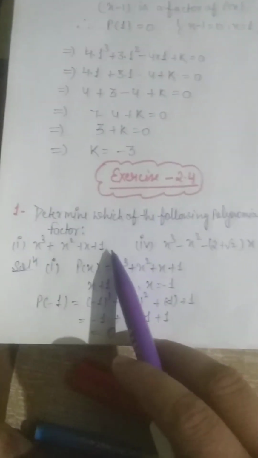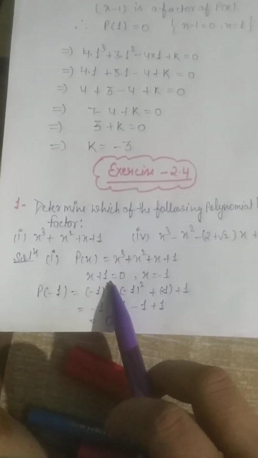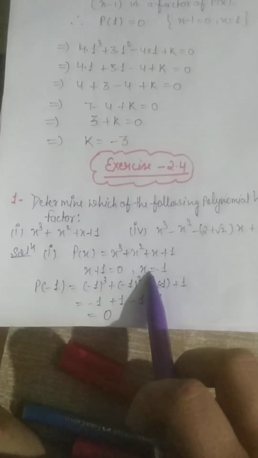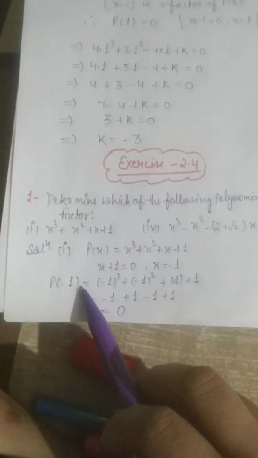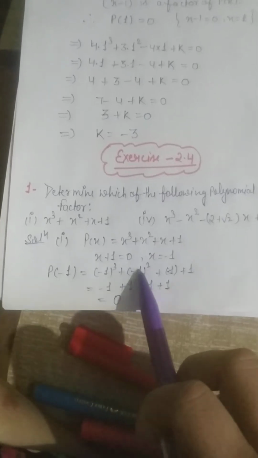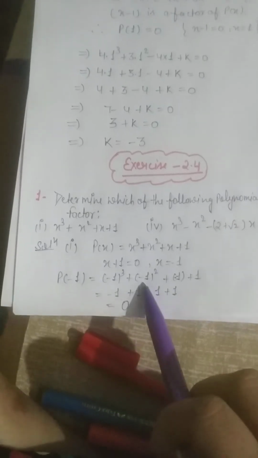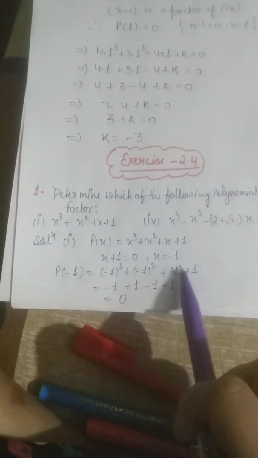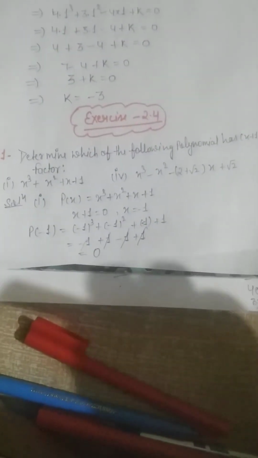So let's start with the first part. x cube plus x square plus x plus 1. To check whether x plus 1 is a factor, we keep it equal to 0, so x is equal to minus 1. We put x equal to minus 1 in this polynomial. P of minus 1 is equal to minus 1 cube plus minus 1 square plus minus 1 plus 1. Minus 1 cube is minus 1, minus 1 square is 1, plus minus 1 and plus 1. Here minus 1 plus 1 cancel, and here minus 1 plus 1 cancel. So what is coming? 0. 0 is coming. So yes, x plus 1 is a factor of p(x).